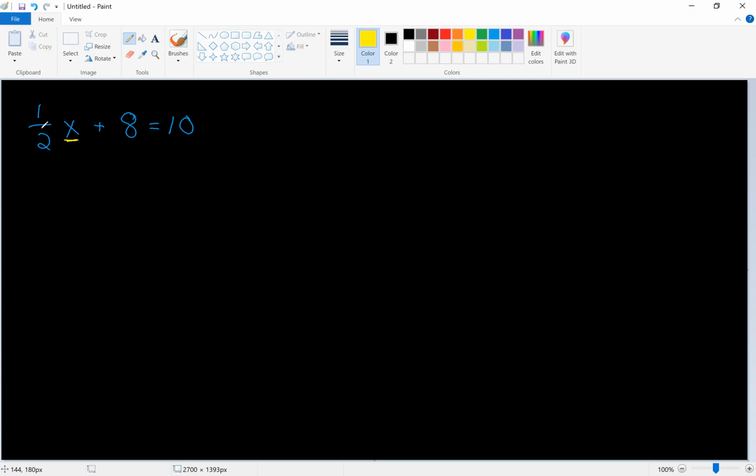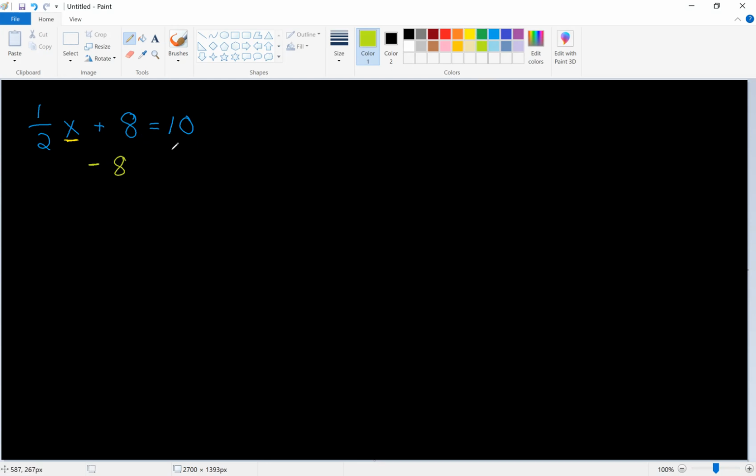So I'm going to start peeling off terms that are surrounding the x. And I'm going to work on the most loosely attached things, or the things that are farthest away from the x. So the easiest thing for me to start working on here is this plus 8, the addition of 8. So we want to get rid of that. We want to move the 8 to the other side. So to undo a plus 8, I'm going to subtract 8 from both sides of the equation.